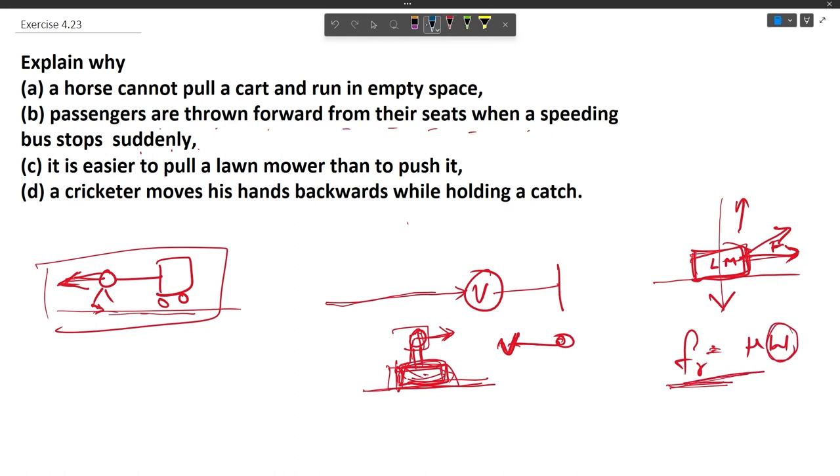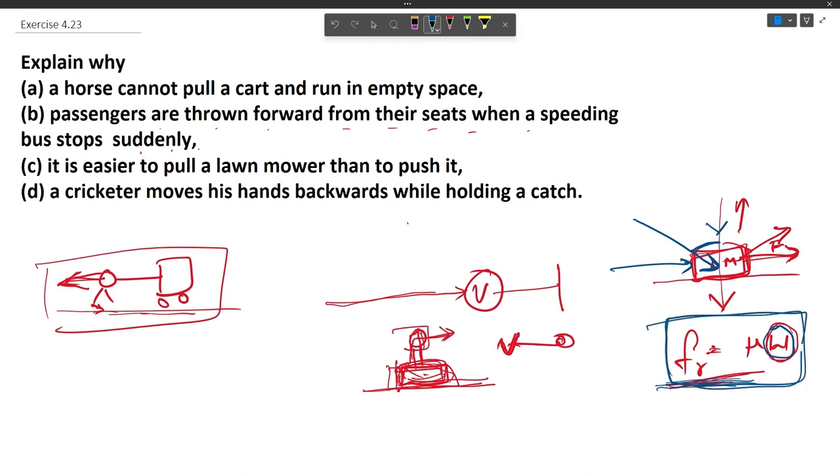Let us now consider the case of pushing. Let us assume that force is acting in this direction. When we take the components, one of the components is in the direction of the weight of the object. This will add to the weight of the lawnmower, thus the frictional force will increase. Therefore, more friction will be encountered when pushing the lawnmower.